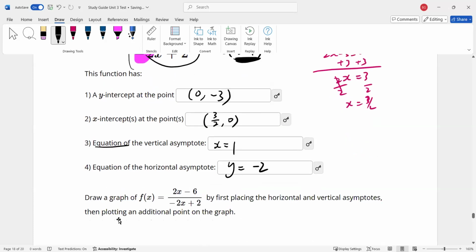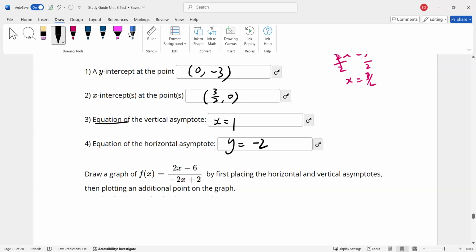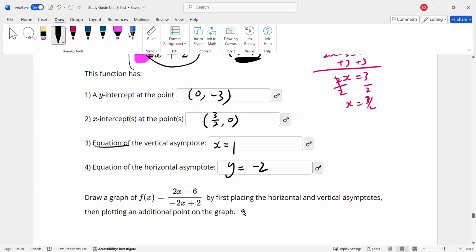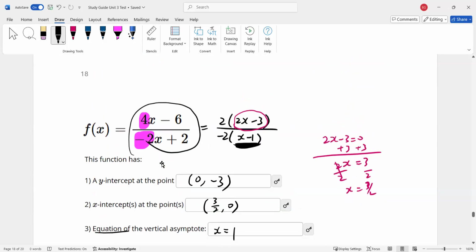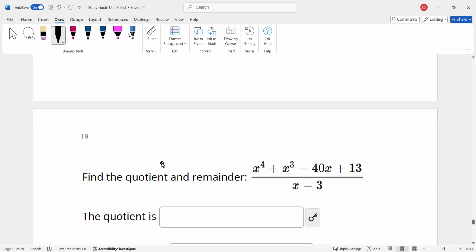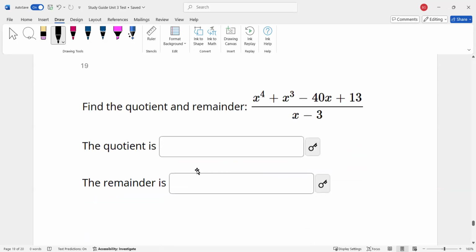Draw a graph. About the graph, since you have a graphing calculator, I would not worry about that. I will leave that for yourself. First place the horizontal and the vertical asymptotes, then plot an additional point on the graph. I think you should try that on your graphing calculator. You have the function given. All right, we have 2 more. We have 5 minutes. I'm going to keep going.